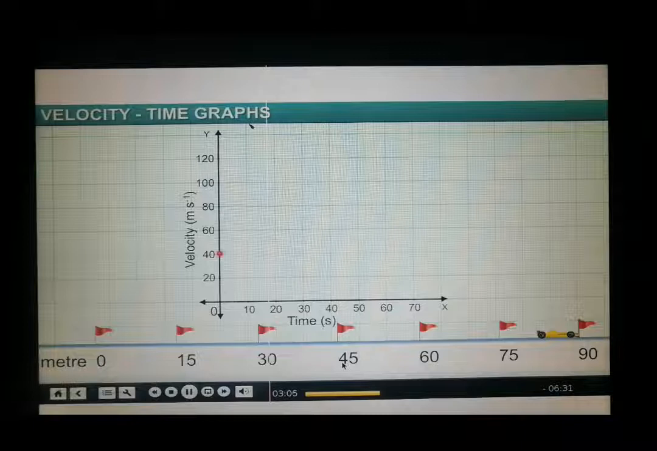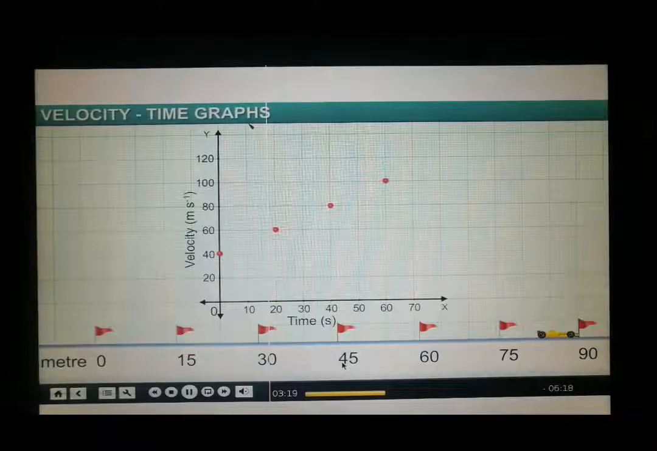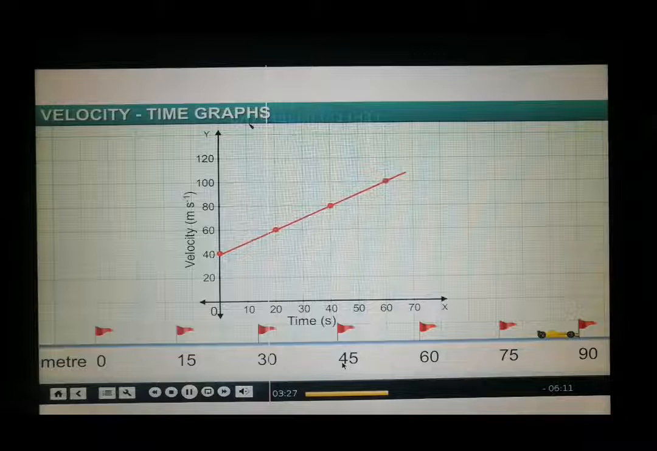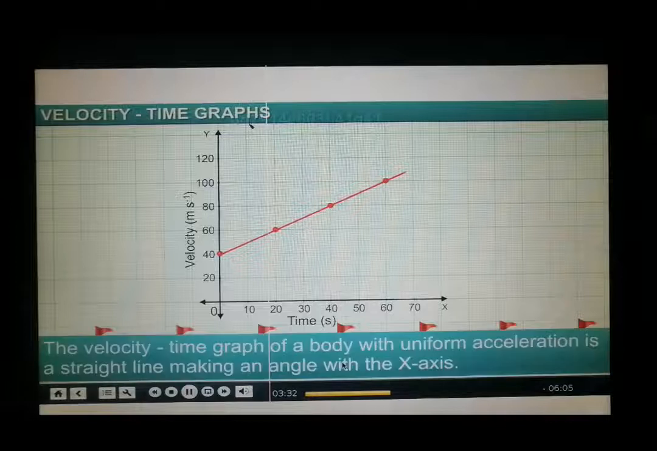Let's assume that the body has some initial velocity. This body then moves with uniform acceleration. In this case, the velocity time graph of the body is a straight line intercepting the y-axis and making an angle with the x-axis. Thus, the velocity time graph of a body with uniform acceleration is a straight line making an angle with the x-axis.